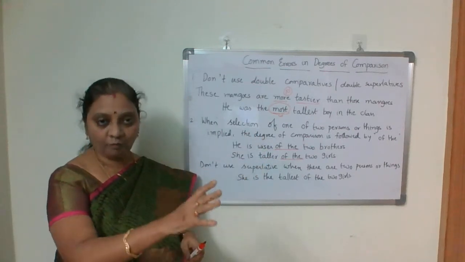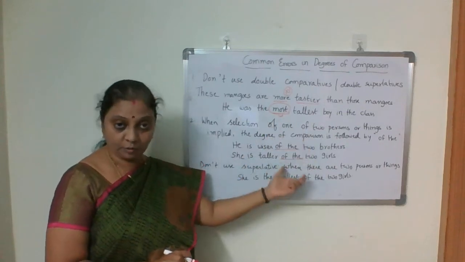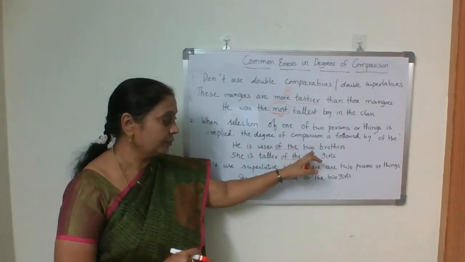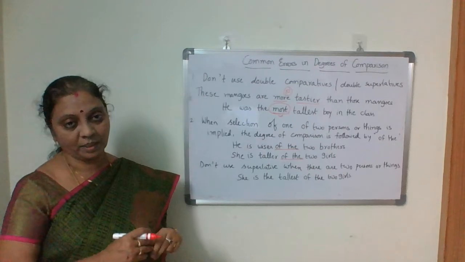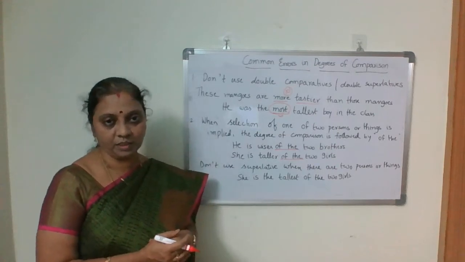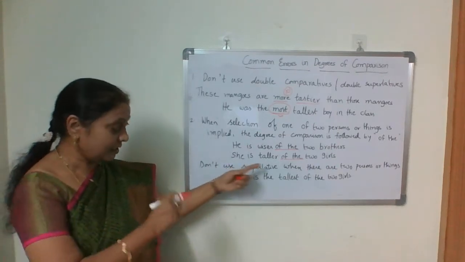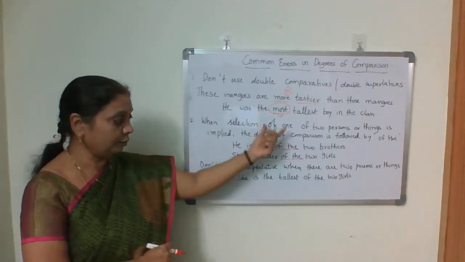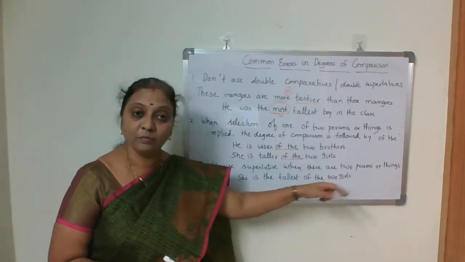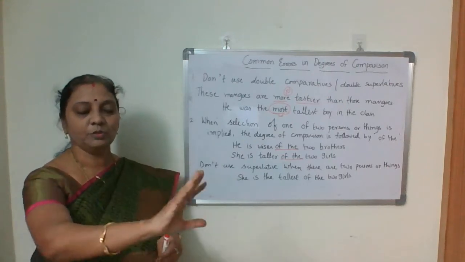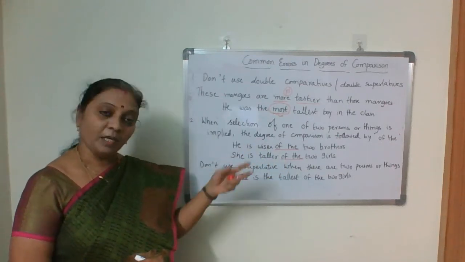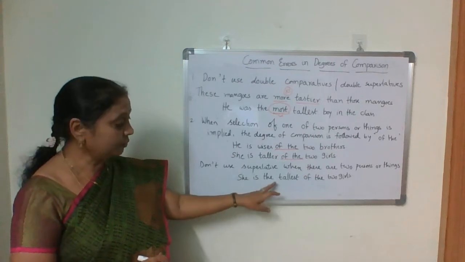Immediately you should use of the when one out of two persons or two things is implied in your sentence, then you should use it after this word. He is wiser of the two brothers, she is braver of the two girls, or she is taller of the two girls, like that. Of the you should write. In such cases, don't use superlative when two things or two persons are compared. Don't use superlative. Like, she is the tallest of the two girls. Whenever two is mentioned, you should use only the comparative form of the adjective, like wiser, taller, cleverer, braver, shorter. You should use that, but you should not use the tallest.